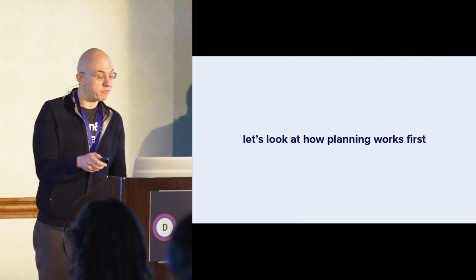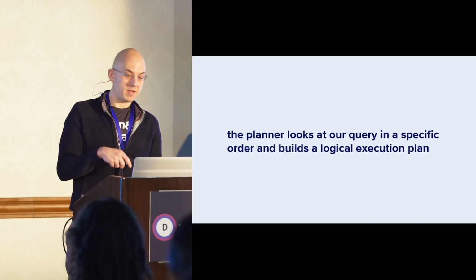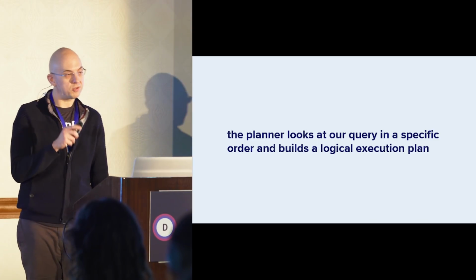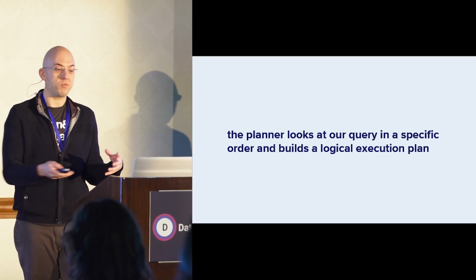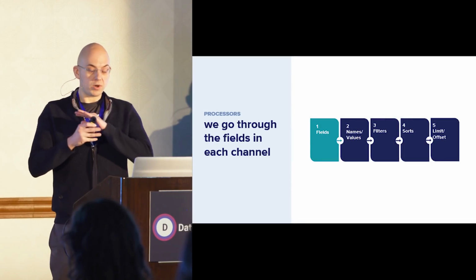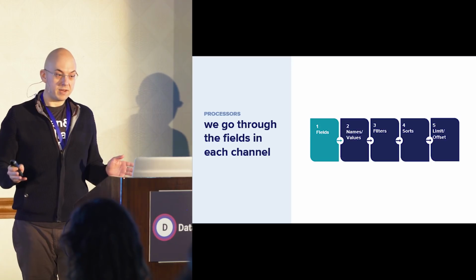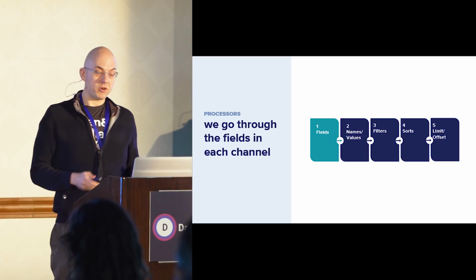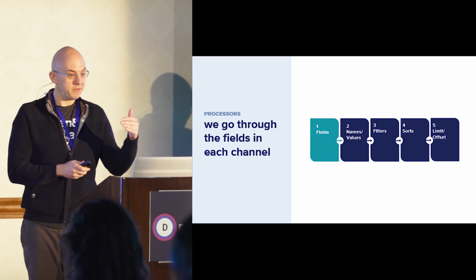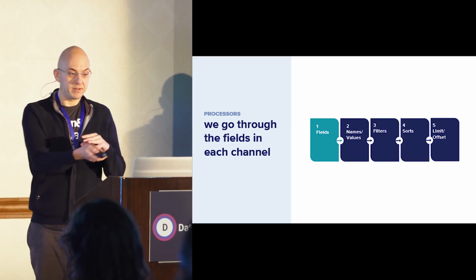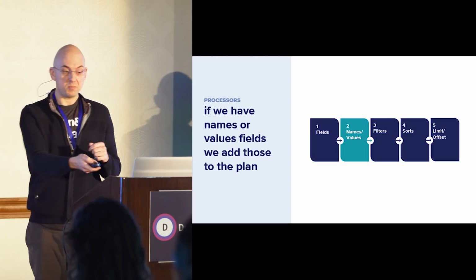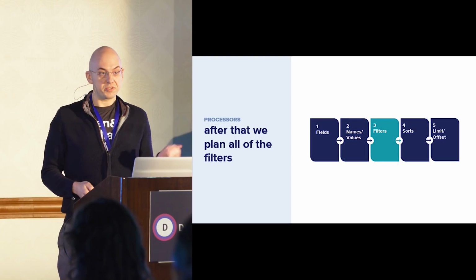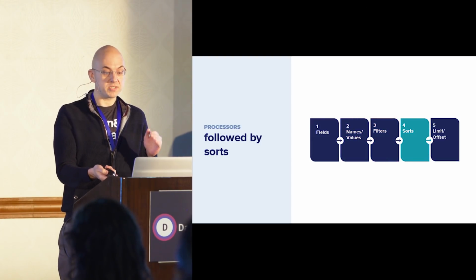So we're going to look at the planner first. That's the first step, and arguably one of the most important. The planner looks at our query, the query that we just saw, in a specific order, and it builds a plan of what to do. So we're going to go through the order that it actually plans in. First, we look at all the fields that we saw in the query. We add those to the plan. Next, if we have any of those special names and values fields, we add those to the plan. We look at filters, add those. Then we look at sorts.